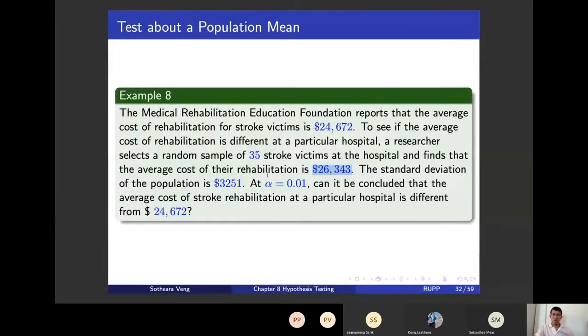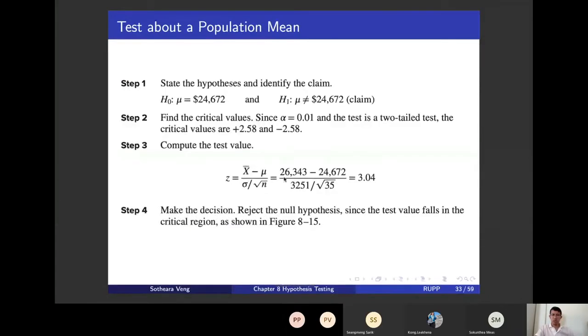And then the population standard deviation, I mean the sigma, is this one. And the initial claim is this. Then you end up with a test value of 3.04. 3.04 is between these two values, so it is just inside the non-critical region, right?